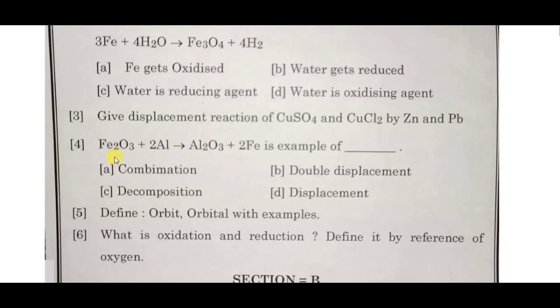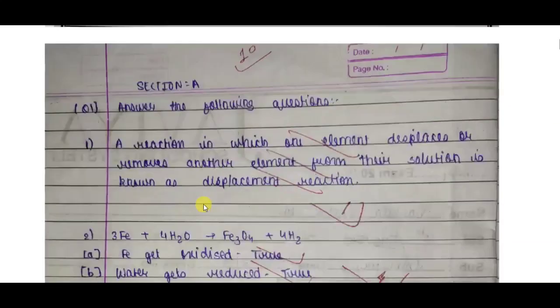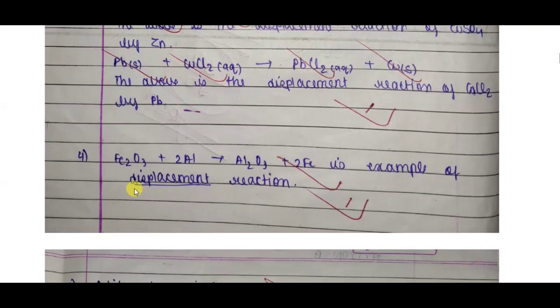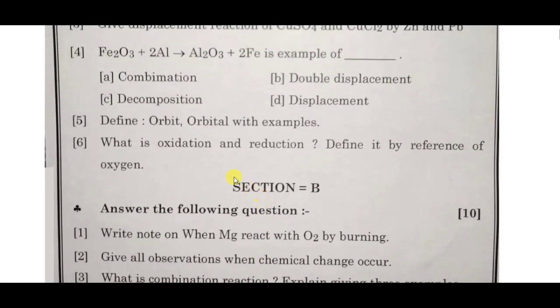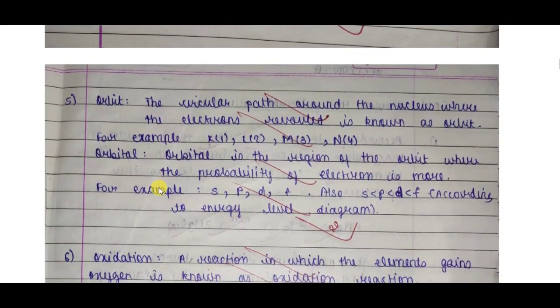The fourth one is: Fe2O3 plus 2Al gives Al2O3 plus 2Fe is an example of which reaction? Displacement reaction. The fifth one is: Define orbital with examples. And the sixth one is: What are oxidation and reduction defined by the reference of oxygen? So first, what is an orbit?